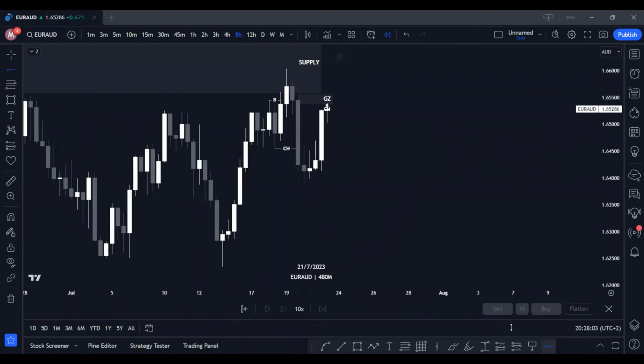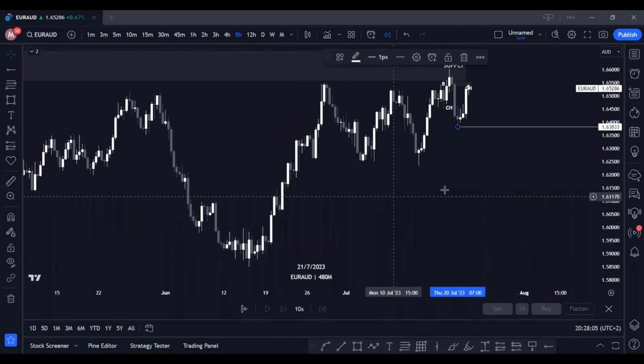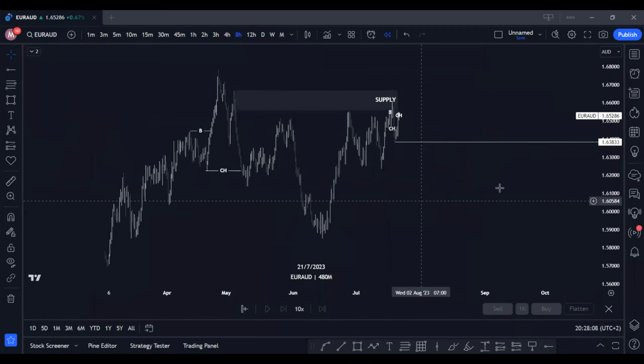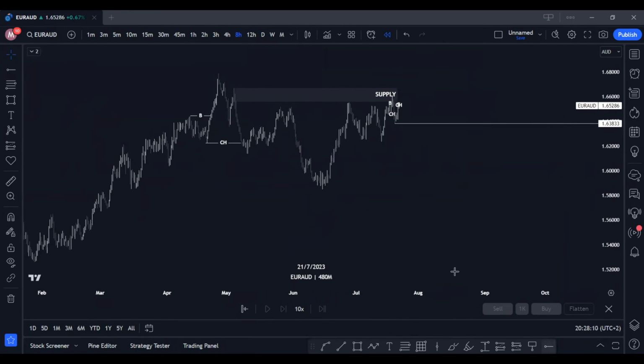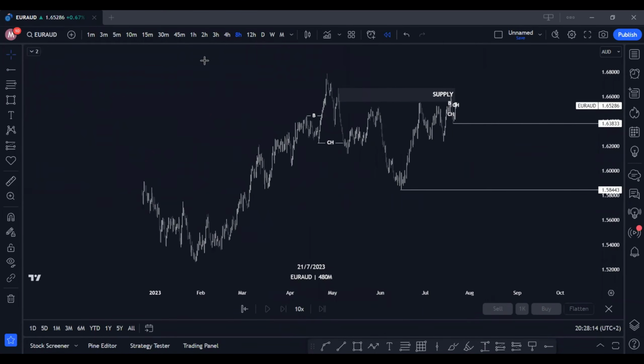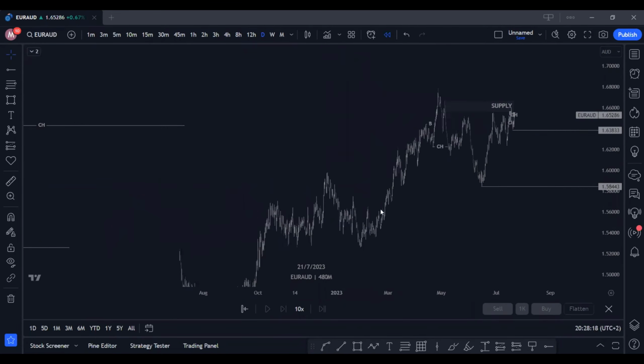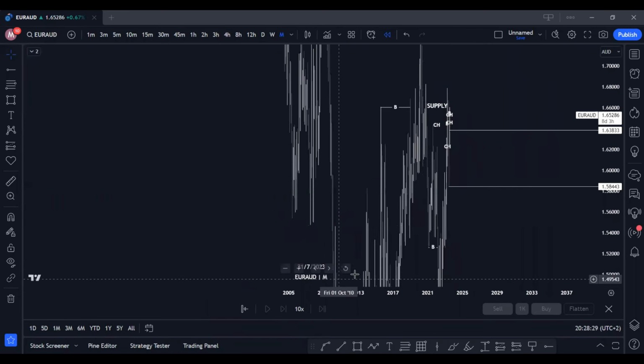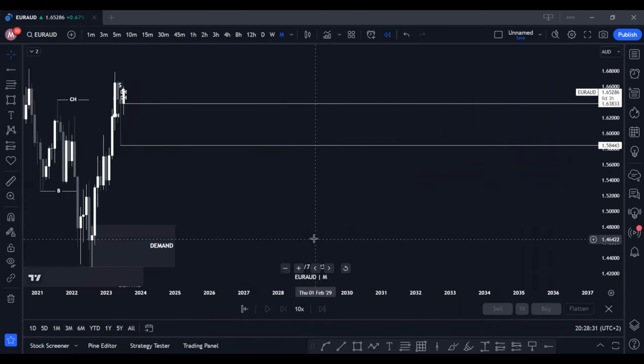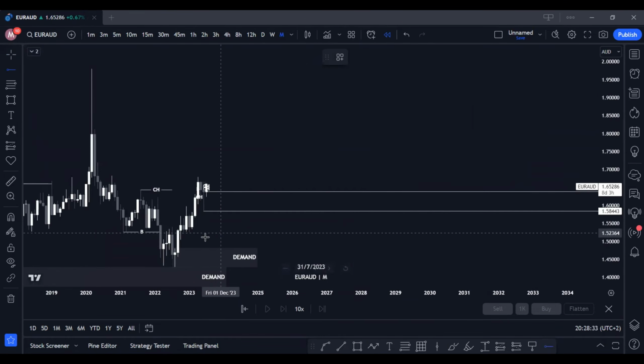this low here, and your second take profit is going to be here at your higher time frame low. And you can also aim big and target the monthly demand zone as your take profit. Okay, the monthly demand zone as your third take profit, which is here.